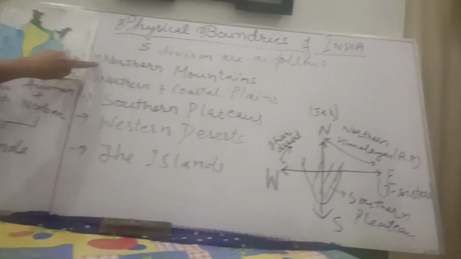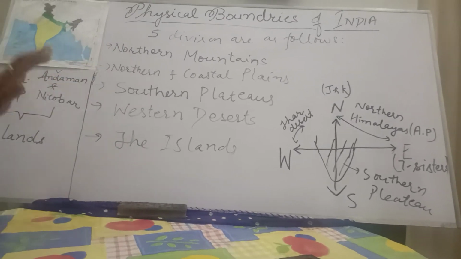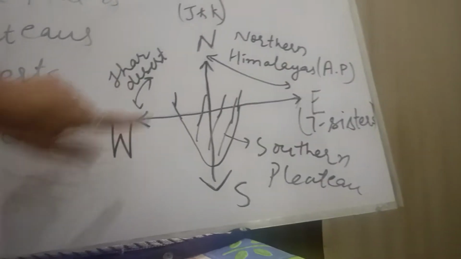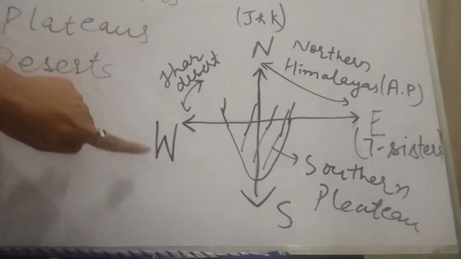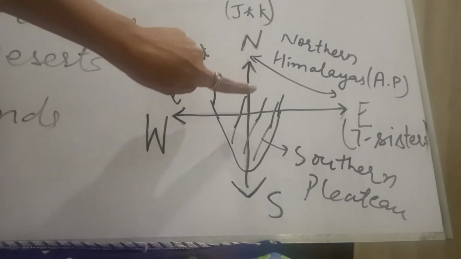Now come to the first physical division. What are the northern mountains? Northern mountains contain the northern Himalayas. As you can see here, I have drawn a figure that contains 4 directions: north, south, east and west. I have shown with these arrow lines that there are the northern Himalayas, which come under northern mountains.